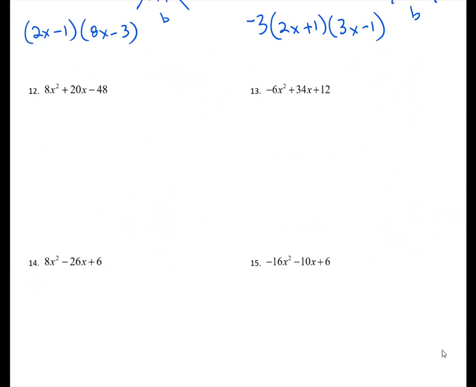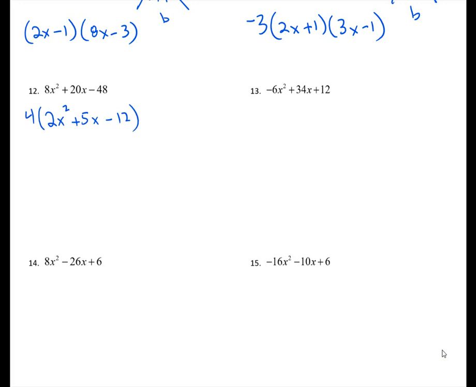All right, so let's take a look at number 12 here. So it looks like my GCF, let's see, I have an 8, a 20, and a negative 48. Looks like I could take out a 4. That'll give me 2x squared plus 5x minus 12.